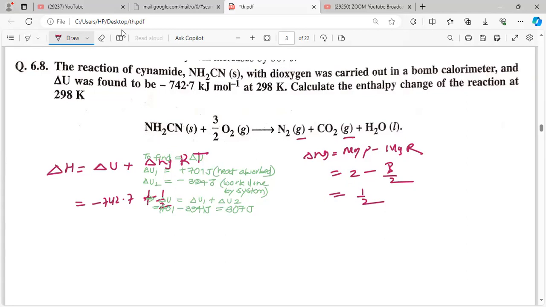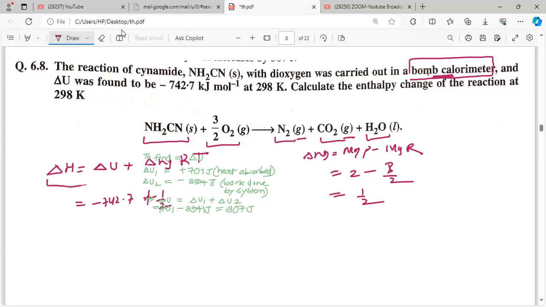So what they are saying is they are burning the cyanamide in the bomb calorimeter. In a bomb calorimeter, we calculate the internal energy or enthalpy. So the combustion reaction is taking place. The cyanamide reacts with the oxygen, giving N2, CO2 and H2O, right? What equation are we going to use?